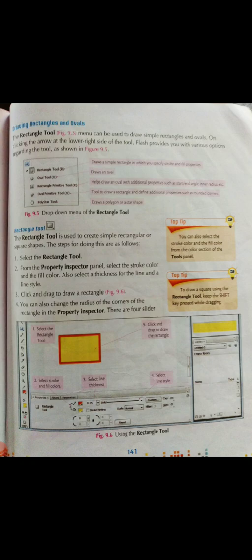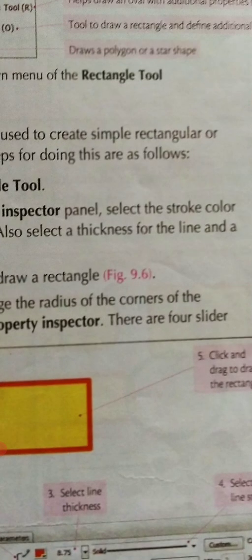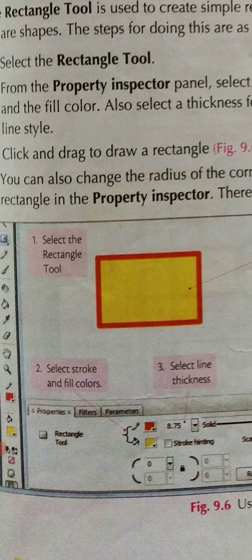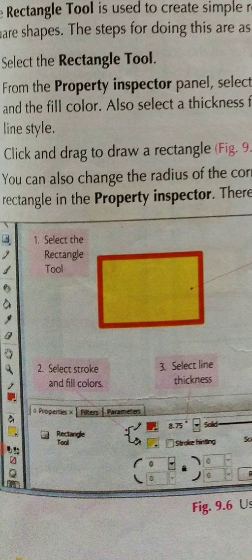Now what we are going to do? We are going to click with the help of a mouse, and you are going to drag the mouse to draw a rectangle. Have you seen figure 9.6, students? See at the figure 9.6. Have you seen this figure rectangle? I think everyone has seen the figure 9.6.